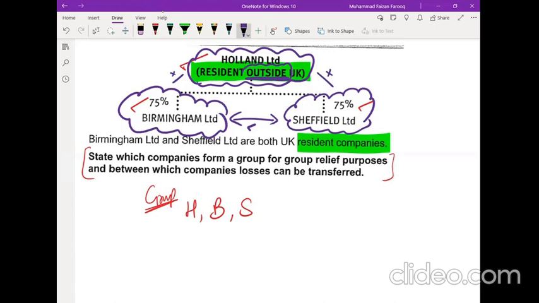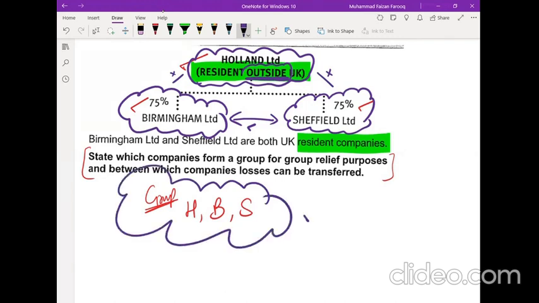Why? Because UK resident companies are allowed to share losses. Residents outside the UK can create a group. If there is no Holland, there is no group, because Birmingham and Sheffield don't know each other. They don't have any direct holdings. So because of Holland, we created the group. For group creation, we can take all the companies, whether they are in the UK or not. But when we start sharing the loss, only UK resident companies are allowed to share their losses among each other. Foreign companies can be part of a group, but they are not allowed to share their losses. Got my point?